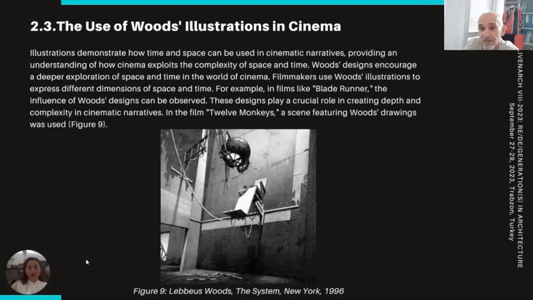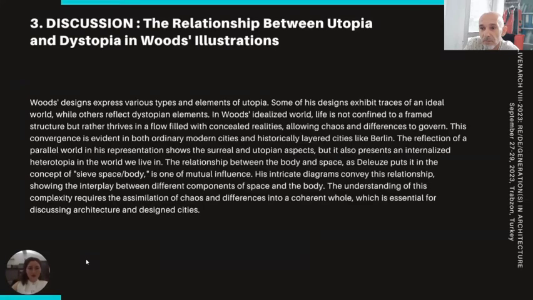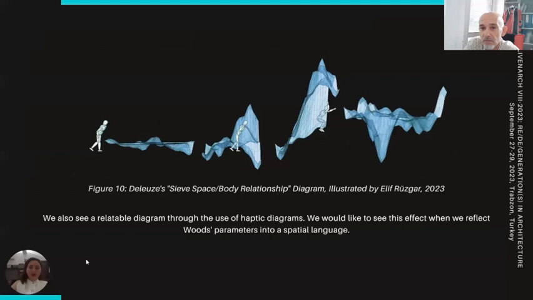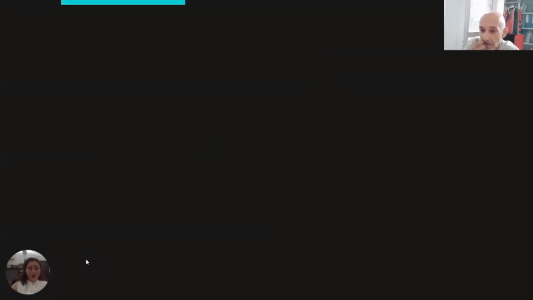Woods' works influence filmmakers, like Blade Runner, like 12 Monkeys, and the scene from New York, for example, which made possible the relationship between utopia and dystopia. We also see a relatable diagram through the use of haptic diagrams. We would like to see this effect when we reflect Woods' parameters into spatial language.